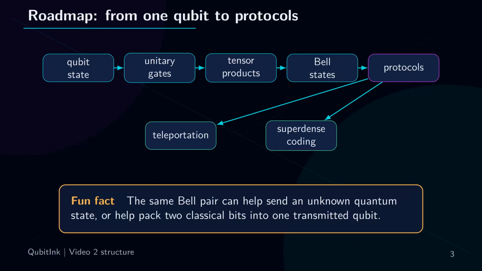Here is the route for the video. We start with a single qubit. Then we look at unitary gates. After that, we combine systems using tensor products. That leads naturally to Bell states. Bell states are the first real communication resource in this story. The same shared Bell pair can support two very different tasks. It can help teleport an unknown quantum state. It can also help send two classical bits using only one transmitted qubit.